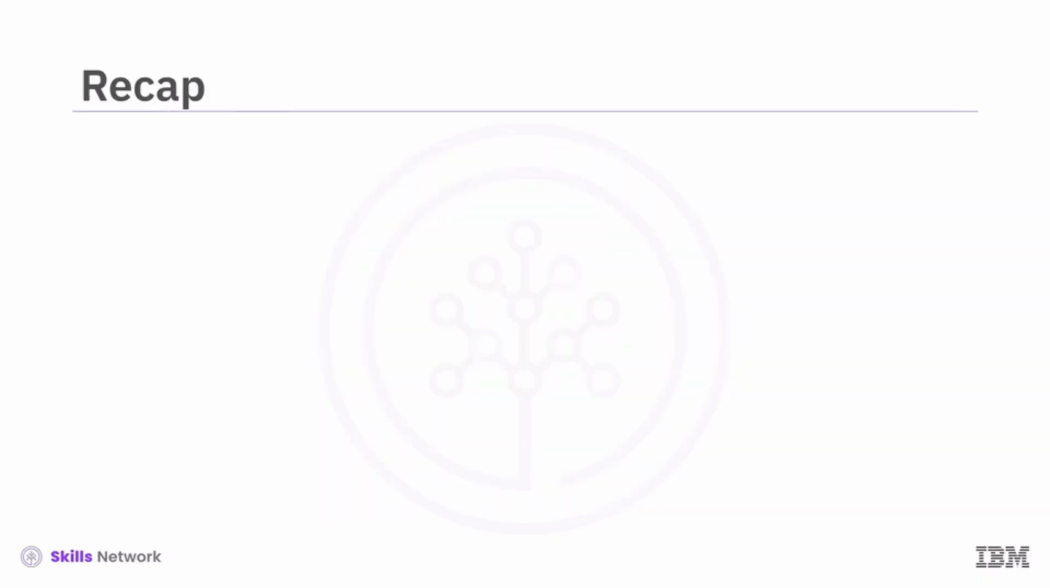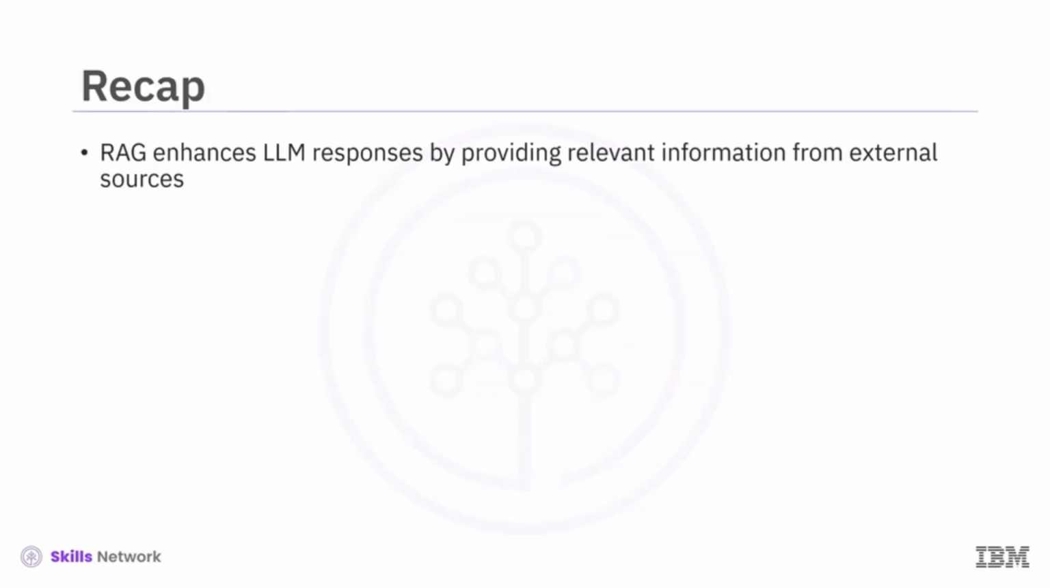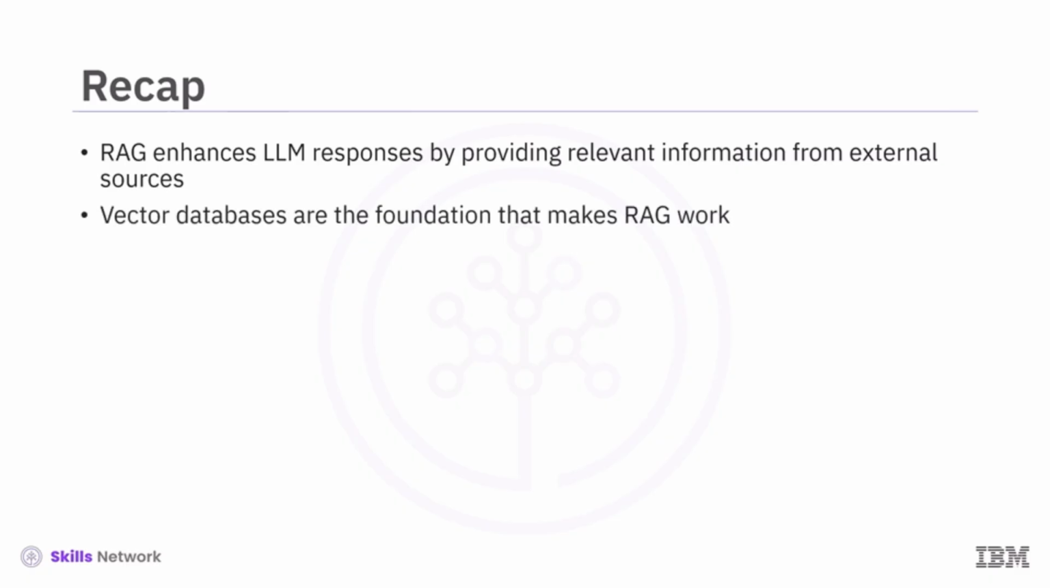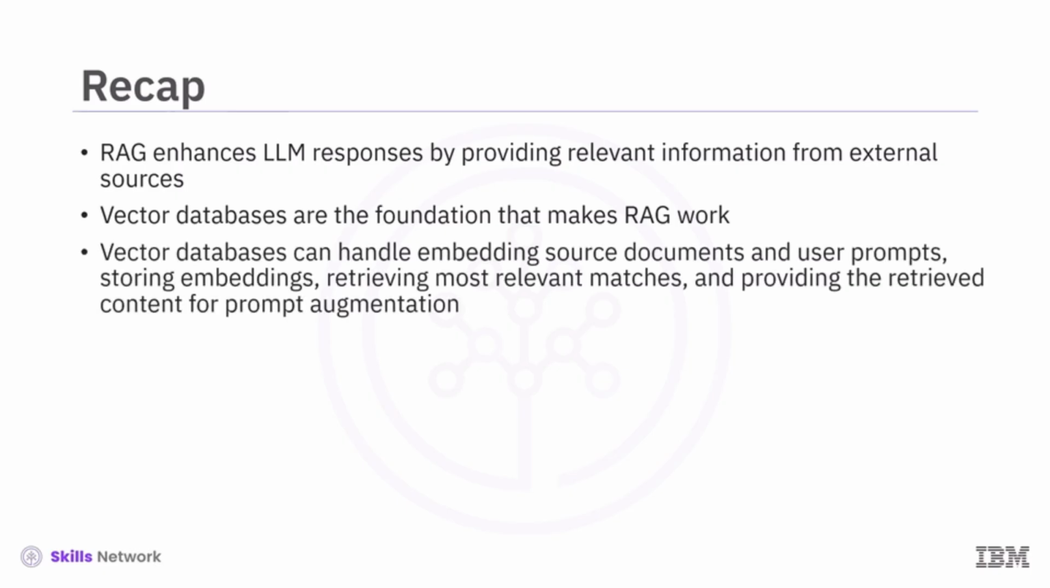In this video, you learned that RAG enhances LLM response quality by retrieving relevant external information, helping the model generate more accurate and well-supported outputs. Vector databases are the foundation that makes retrieval-augmented generation work. The tasks vector databases can perform in a RAG pipeline include embedding source documents and user prompts, storing embeddings, retrieving most relevant matches, and providing the retrieved content for prompt augmentation.